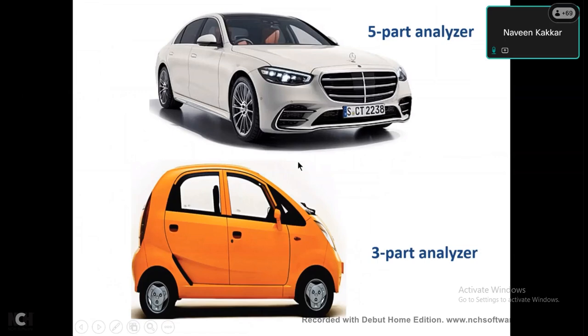It's almost like a Mercedes comparison with a three-part, which is a Nano. It'll go in huge traffic, it'll cover your distances, it'll take you where you want to go, maybe with a slightly slower speed, while the Mercedes offers you more comfort and more amenities. As Dr. Archana will cover, the five-part definitely offers more. But for some scenarios, a three-part is good enough.